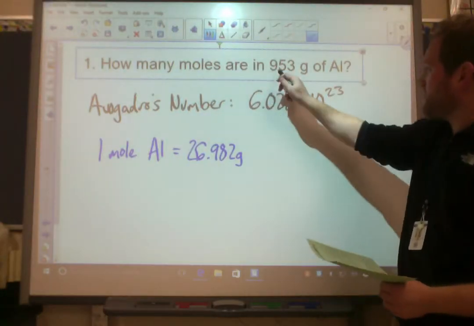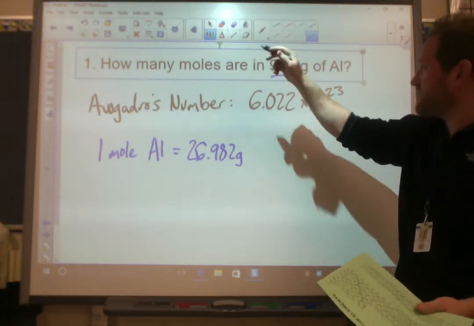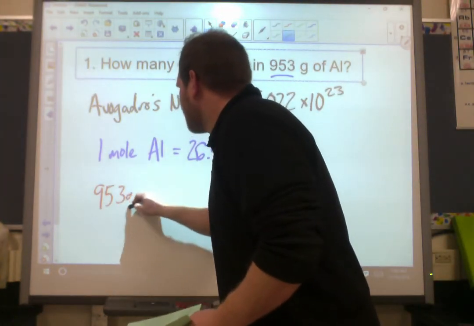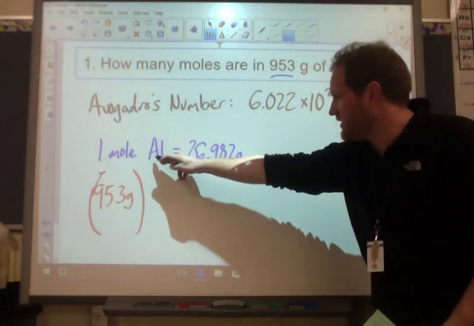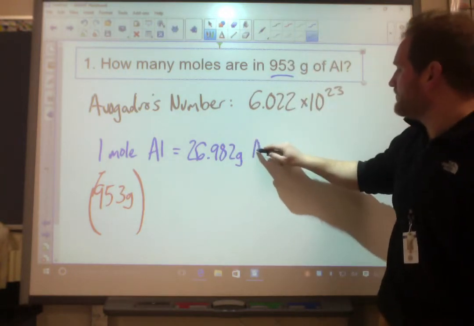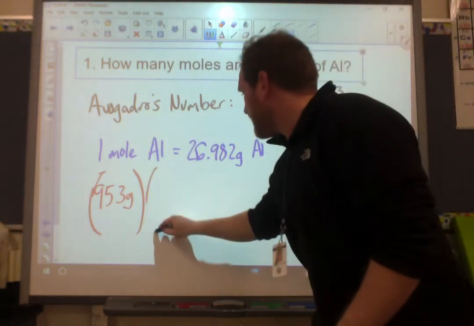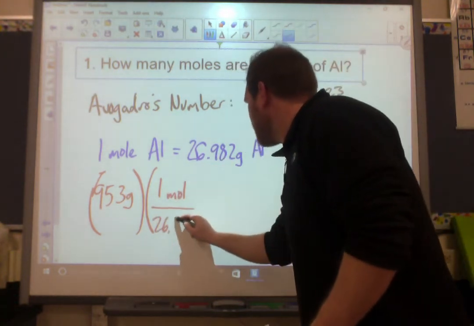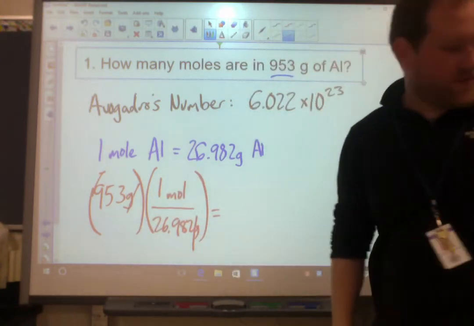So when I say how many moles are in 953 grams, we're going to set up a conversion factor. So we're going to be converting grams to moles. So I start by writing what I'm given, 953 grams. And now I'm going to turn this into a fraction. Well, 1 mole equals this many grams, and really this is specific for aluminum. Okay? So I want grams to turn to moles, so I'm going to put my 1 mole over 26.982 grams. Gram cancels gram. Let's see what we get.